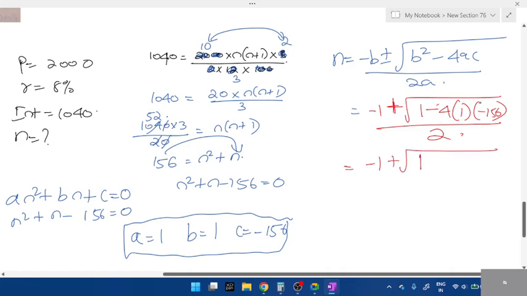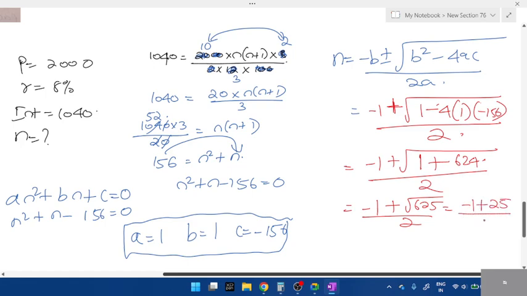What's the value? When you multiply minus into minus plus, divided by 2, 25. One year is the answer.